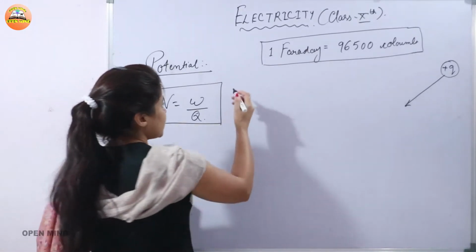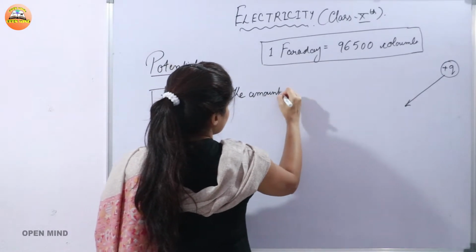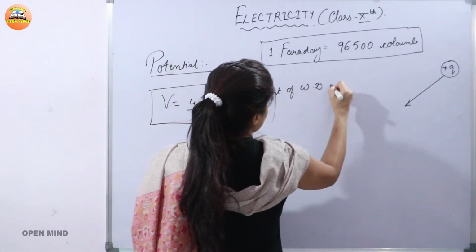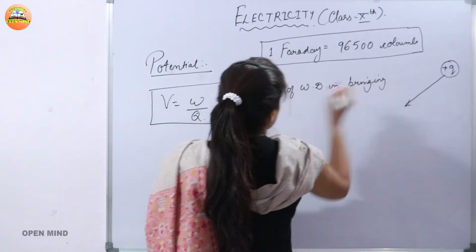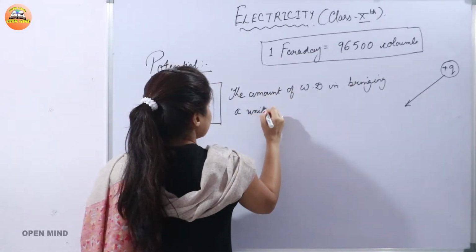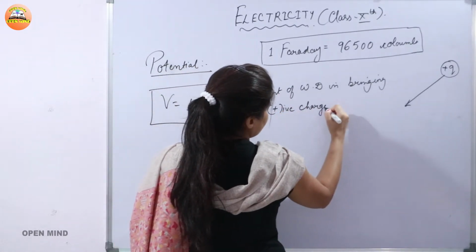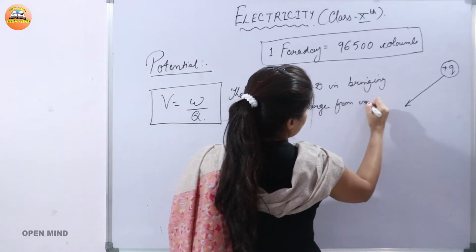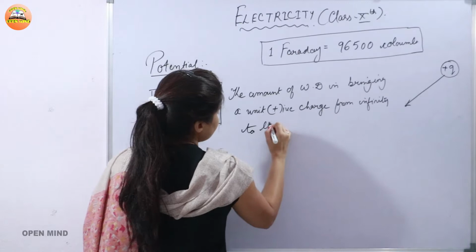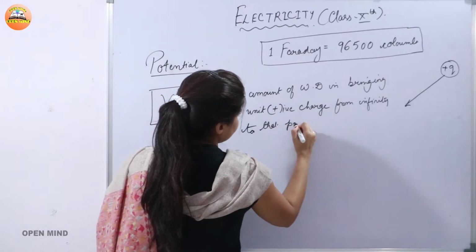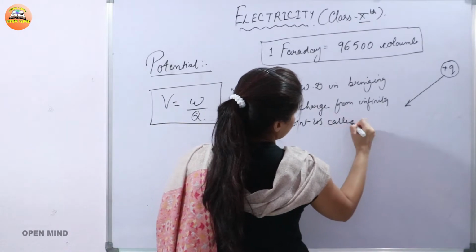So you can express it in your words as the amount of work done in bringing a unit positive charge from infinity to that point is called as potential.